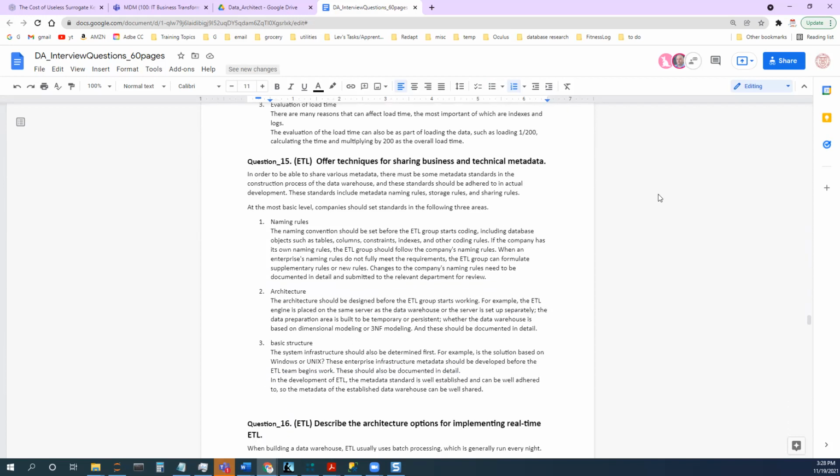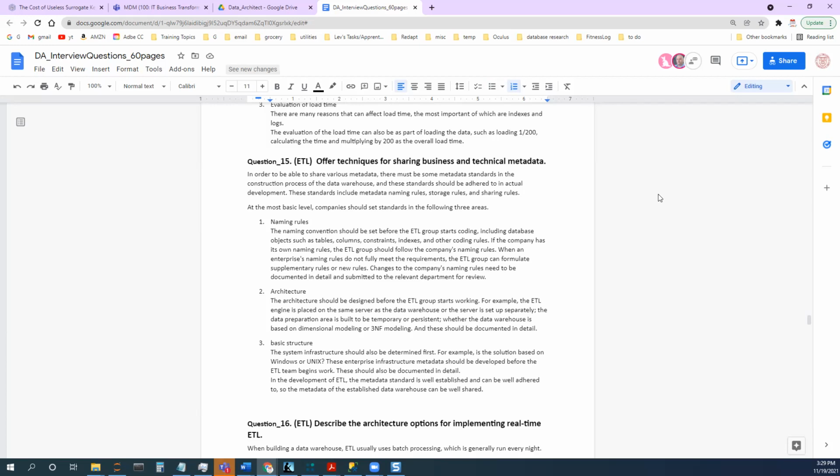Offer techniques for sharing business and technical metadata. In order to be able to share various metadata, there must be some metadata standards in the construction process of the data warehouse. And these standards should be adhered to in actual development. These standards include metadata naming rules, storage rules, and sharing rules. At the most basic level, companies should set standards in the following 3 areas. Naming rules. The naming convention should be set before the ETL group starts coding, including database objects such as tables, columns, constraints, indexes, and other coding rules. If the company has its own naming rules, the ETL group should follow the company's naming rules.